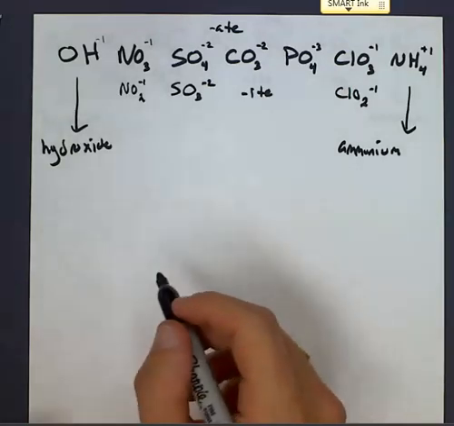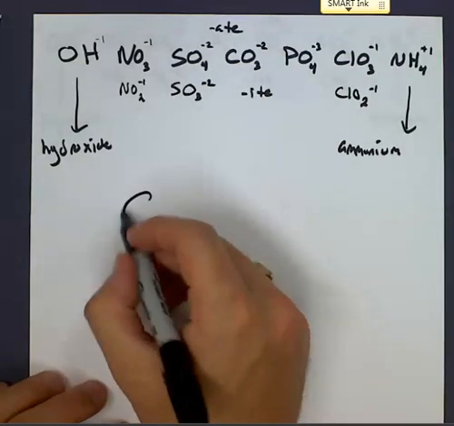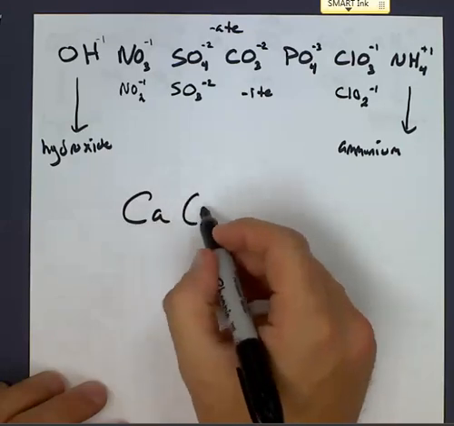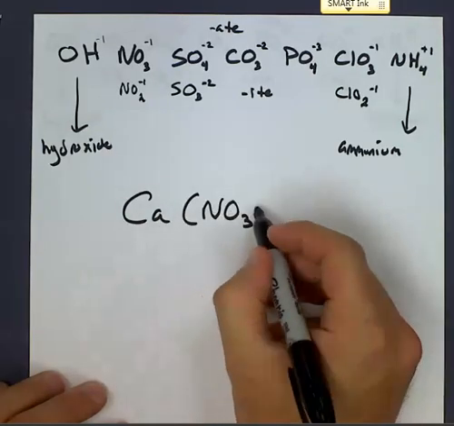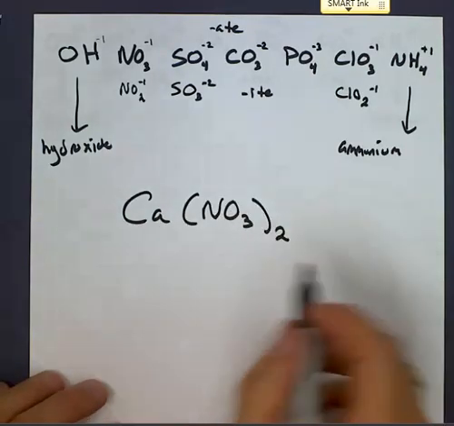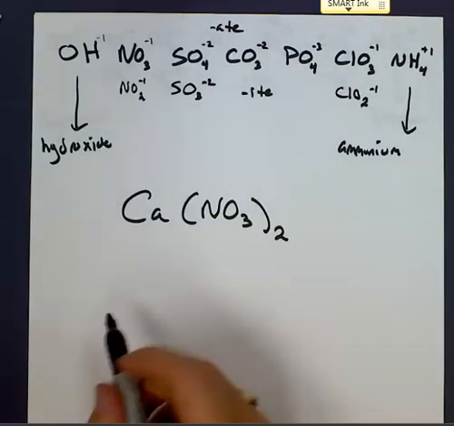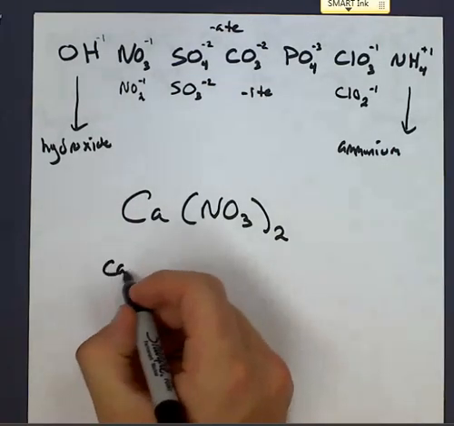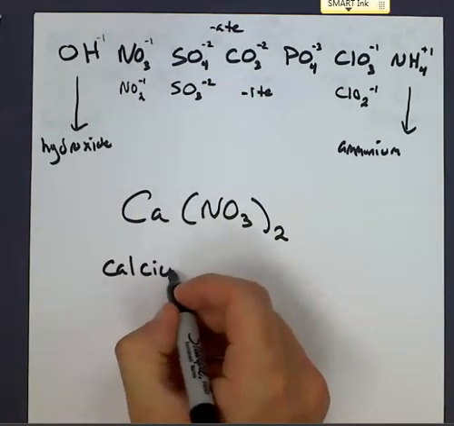Okay, so with that out of the way, we can go ahead and get started naming some of these compounds. We'll start off with this one, Ca(NO3)2. So let's break this down. We've got a couple different parts. First off, we've got the calcium. We know what calcium is.